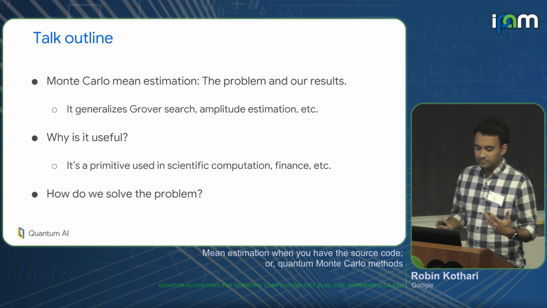And why is it useful? Well, one answer is because it generalizes these other primitives that are useful, but also it's used all over the place. I'll give you some examples from scientific computation and finance. These are two places where it's used. And finally, I'll tell you a little bit about how we solve the problem, and the talk is roughly divided into 3 parts of equal length, covering these 3 bullet points.